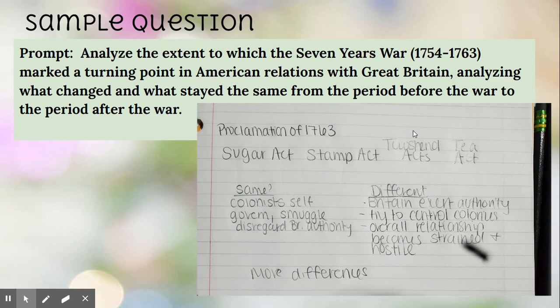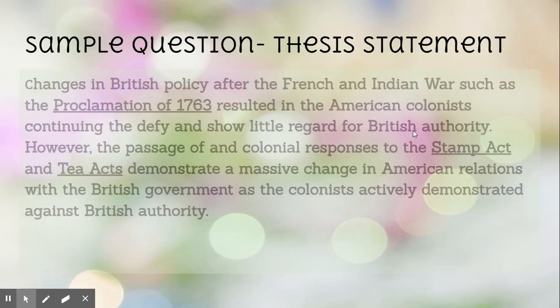So I kind of made myself some little notes here. I said, okay, what was the same, what was different? And as far as what was the same, the colonists are still self-governing after the French and Indian War. They're continuing to smuggle. They're continuing to disregard British authority. They'd always done that. They're just doing it more intensely after that. What's different? Well, Britain's now trying to exert their authority. Their overall relationship becomes strained. It starts to become hostile. We start to see much more activity between the two of them. So I decided I'm going to take the position that they're more different. Now you could argue it the other way, but I decided here to say they're more different.